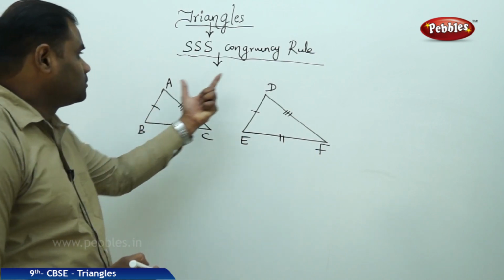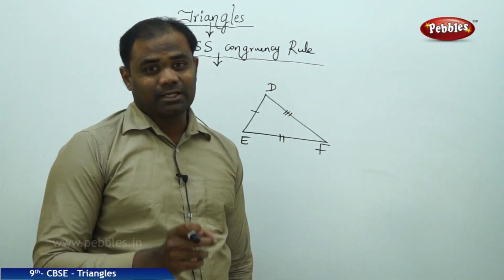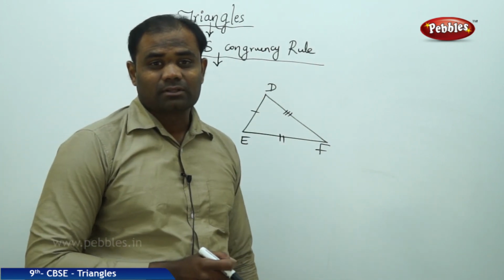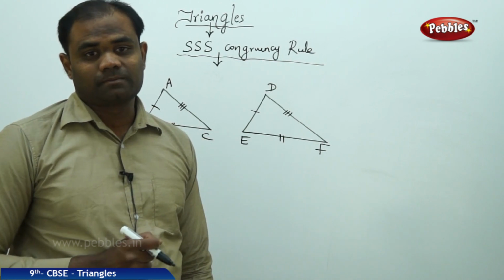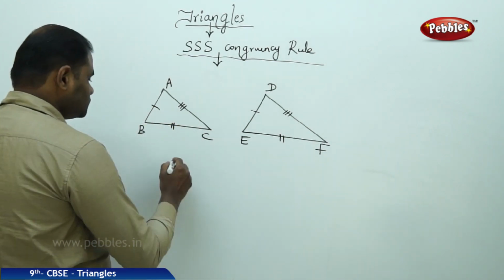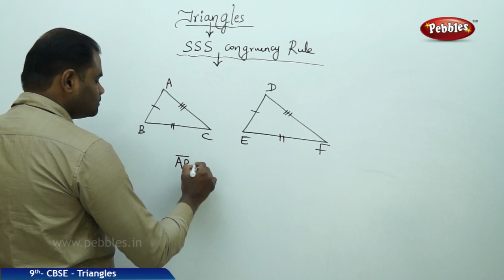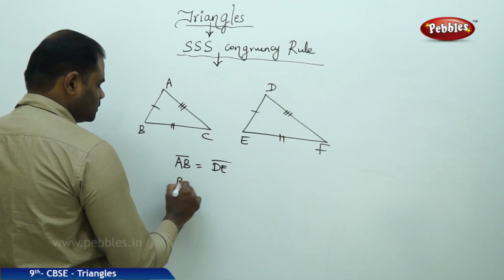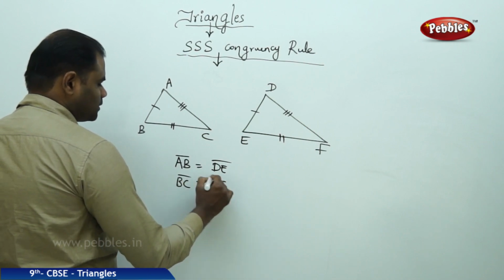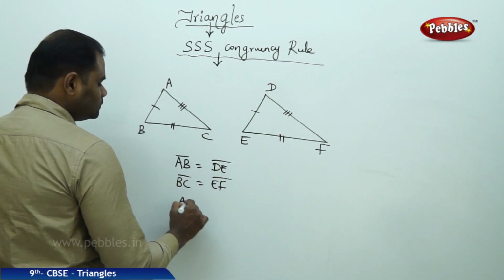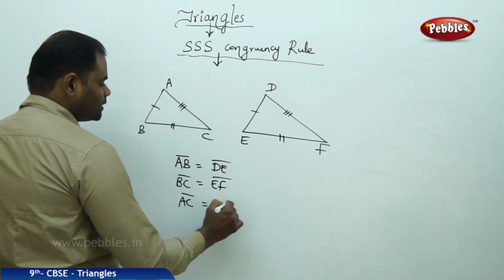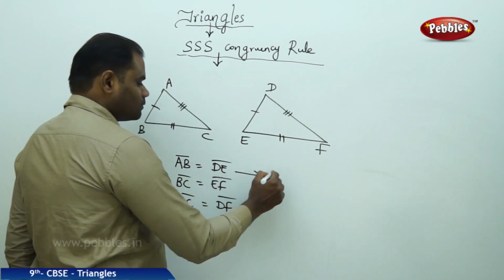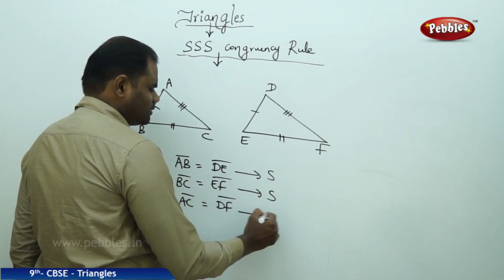Then the triple S axiom or triple S congruency rule states that if the corresponding sides of the two triangles are equal, then the triangles must be congruent by SSS. AB equals DE, BC equals EF, AC equals DF. The first side, second side, and the third side.